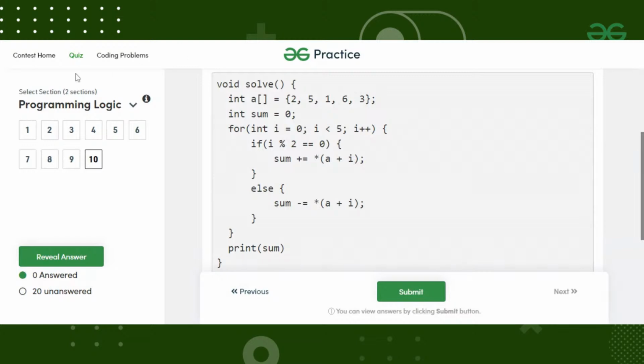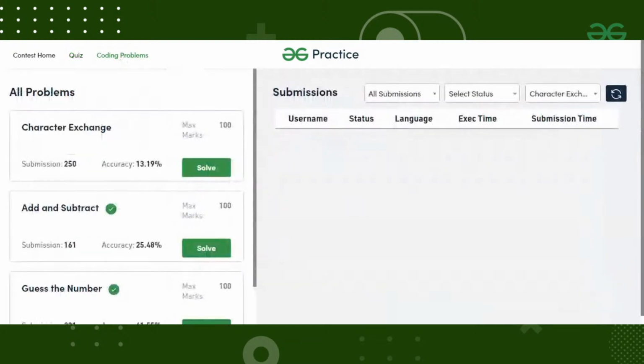Alright, let us now move to the coding part. The first question that we have is character exchange.